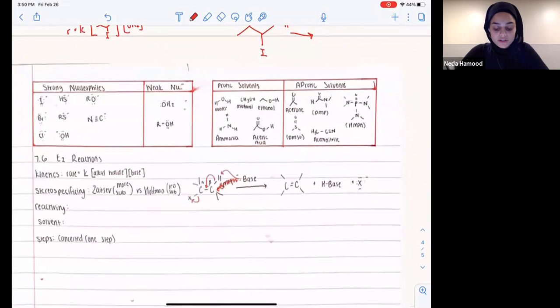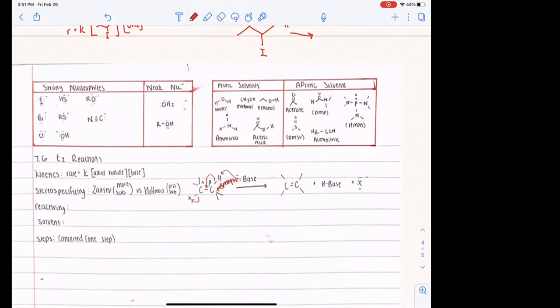Yeah, so these are a list of the strong nucleophiles, weak nucleophiles, protic solvents, and aprotic solvents. A lot of you guys are talking about a chart in the book. Yeah, I know what you're talking about. I brought it up as a question.